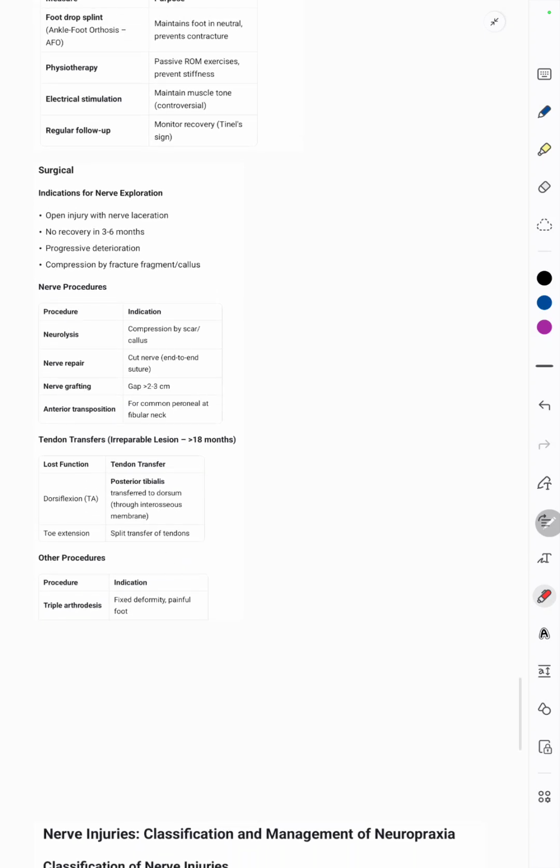Surgical indications: if there is no recovery for more than 3 months, progressive deterioration, or open injury. Neurolysis, when there is compression by scar or callus. Nerve repair, where there is a cut, nerve grafting in a gap of 2 to 3 centimeters, and anterior transposition of the common peroneal nerve is done. Now tendon transfers, if there is an irreversible injury for more than 18 months, and the posterior tibialis tendon is taken. Other procedures include triple arthrodesis, where a stable joint is created by fusing all 3 bones at the ankle joint.